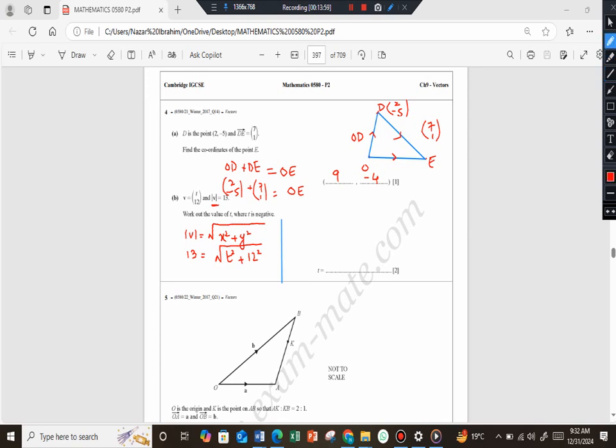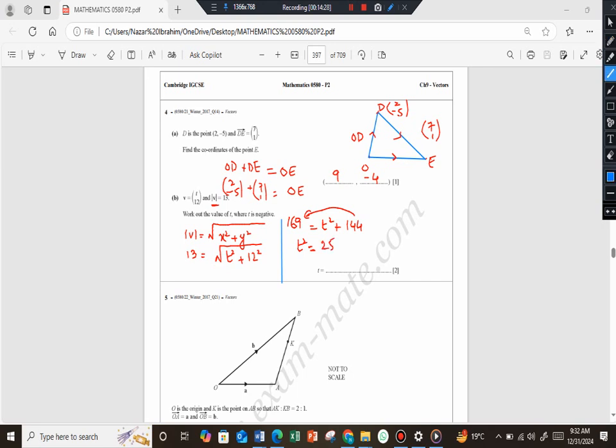Now going forward, if I want to solve, I will have to take squares on both sides, so that the square root finishes. So 13 square is 169. The square root finishes with a square. So t square plus 12 square is 144. Clear? Okay, now t square will go over there, is equal to 169 minus 144, which is 25, right?